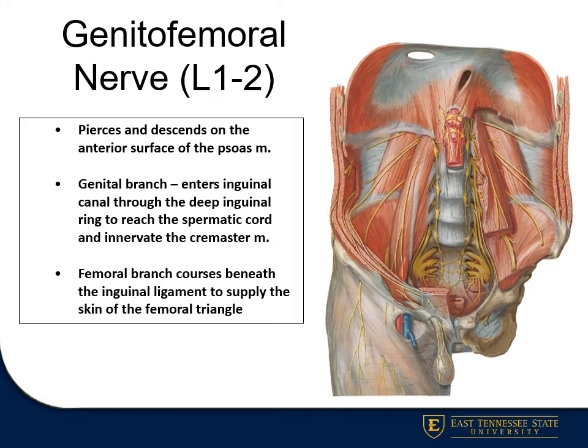The genitofemoral nerve, which consists of L1 and L2 spinal segments, descends on the anterior surface of the psoas muscle. So this is real easy to identify. It pierces through the psoas muscle and then descends straight down inferiorly. It gives off a genital branch which enters the inguinal canal through the deep inguinal ring, which we will see later on, and courses with the spermatic cord and innervates the cremaster muscle, which you will learn more about in the pelvis. It also gives off a femoral branch, which courses beneath the inguinal ligament and supplies the skin overlying the femoral triangle.